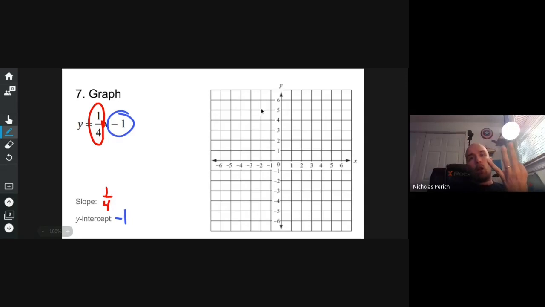Step 3, go to your y-axis and put a dot on the number where your y-intercept is. So since my y-intercept is negative 1, I'm going to go to negative 1 on the y-axis and put a dot right there.